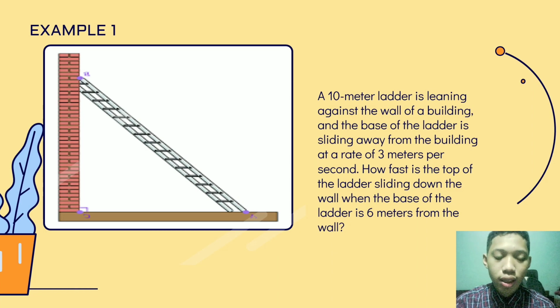Example 1. So this is the diagram of this example. The question is, a 10-meter ladder is leaning against the wall of a building, and the base of the ladder is sliding away from the building at a rate of 3 meters per second. How fast is the top of the ladder sliding down the wall when the base of the ladder is 6 meters from the wall?